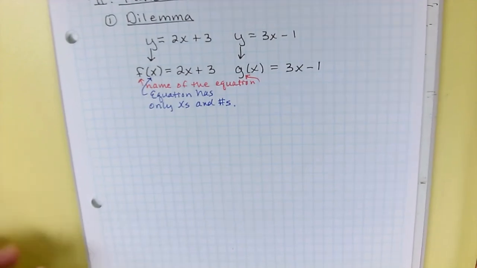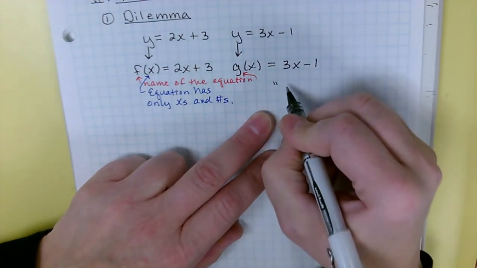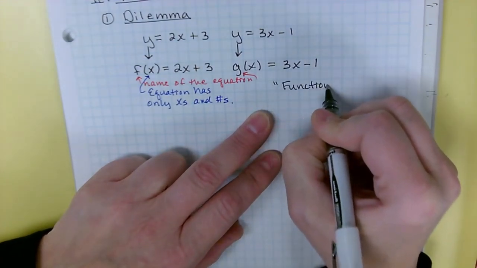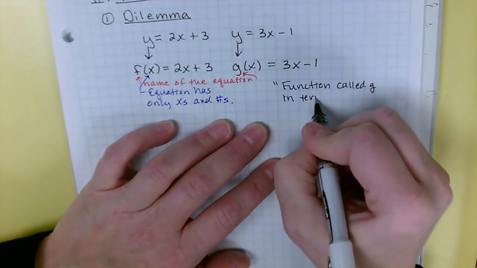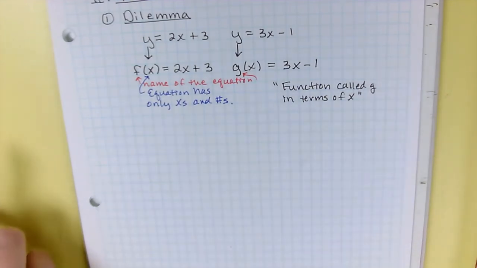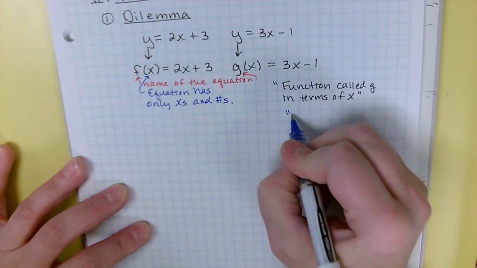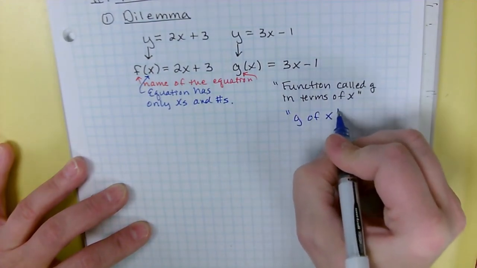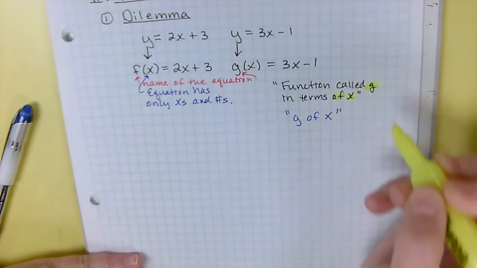Now, if I were to write out exactly how to read this g with the x in parentheses, it would be the function called g in terms of x. The function called g in terms of x. Now, we're math people. We really hate long, wordy sentences. So you can say the function called g in terms of x, or you can use the short name, which is g of x. And basically the g is what it's called, and it's in terms of x, g of x.